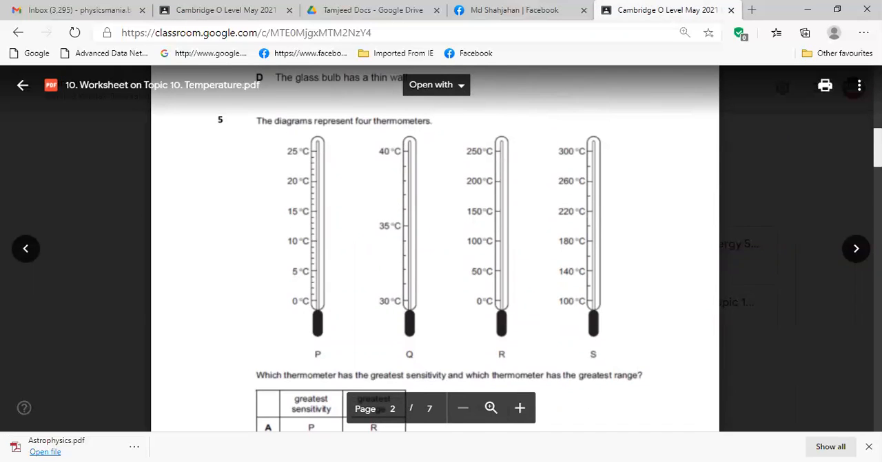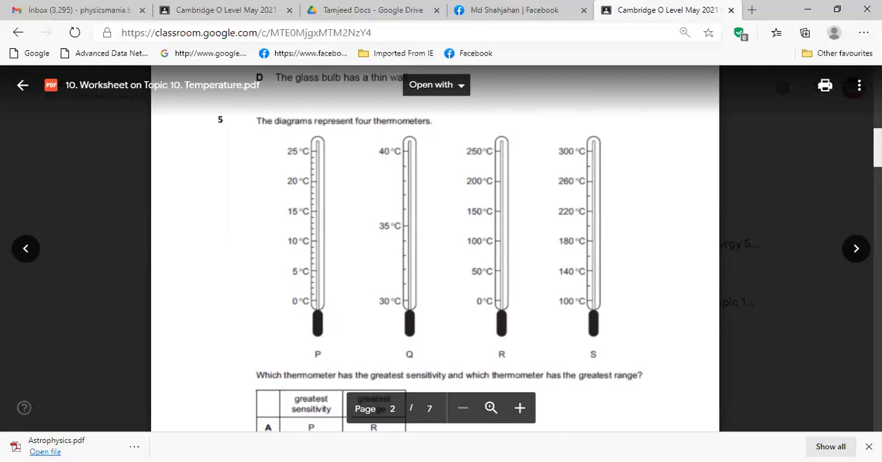So which thermometer has the longest range? 65. Longest range is R. Yes. And smallest range, Q. Q. Yes.